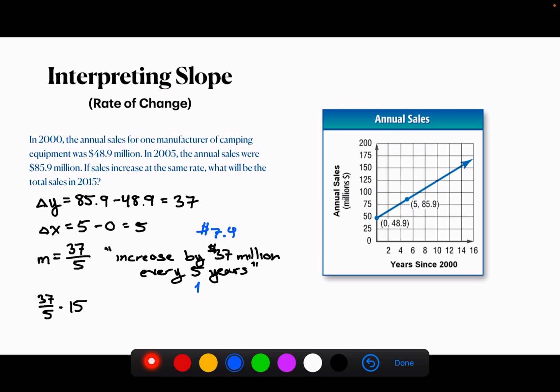Now, if we want, we can say 37 every 5 years. Well, 5 goes into 15 3 times. So really what we want to say is 37 times 3, in which case we get 111. And this is $111 million of an increase. But how much are we going to have? We want to know what will be the total sales in 2015. But remember, in the beginning we started out at 48.9.